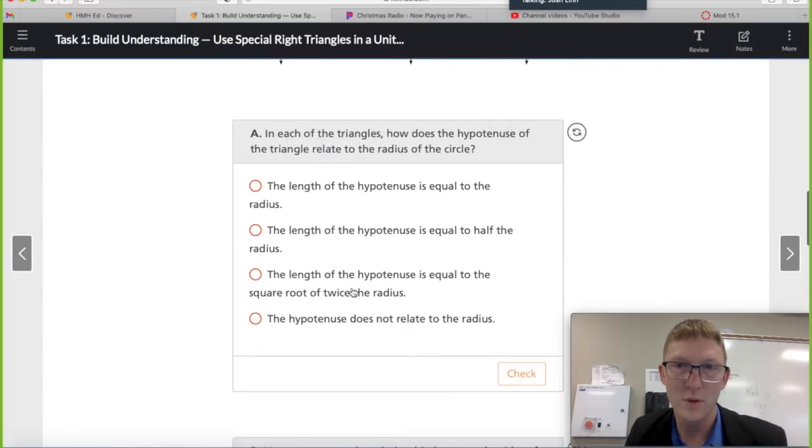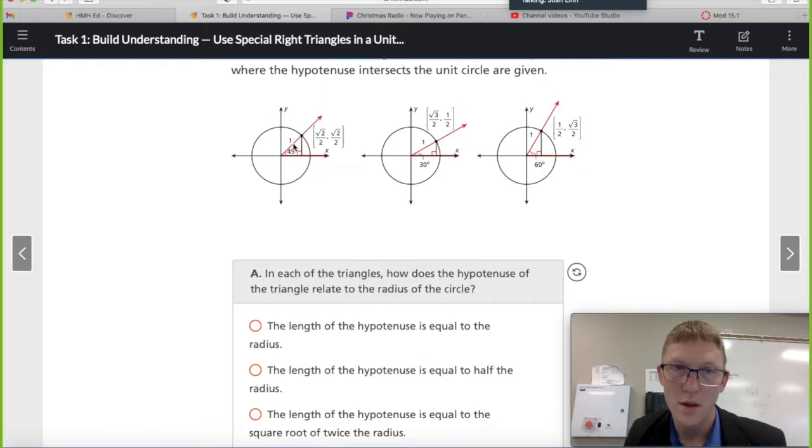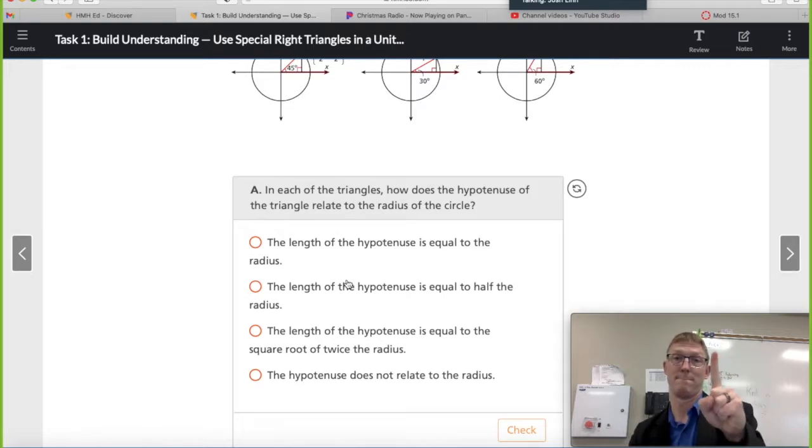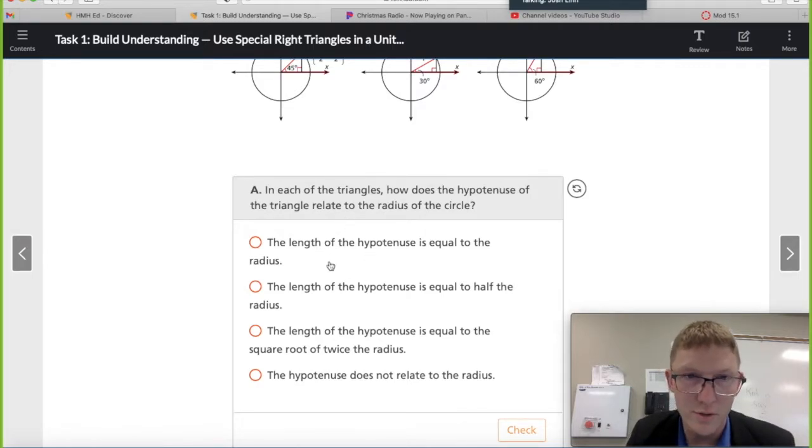So then let's see what questions they've got. In each of the triangles, how does the hypotenuse of the triangle relate to the radius of the circle? In each one of these triangles, the hypotenuse is 1. So the length of the hypotenuse is equal to the radius of the circle.